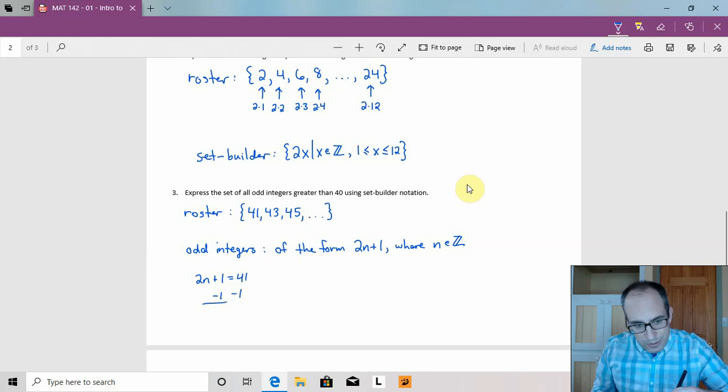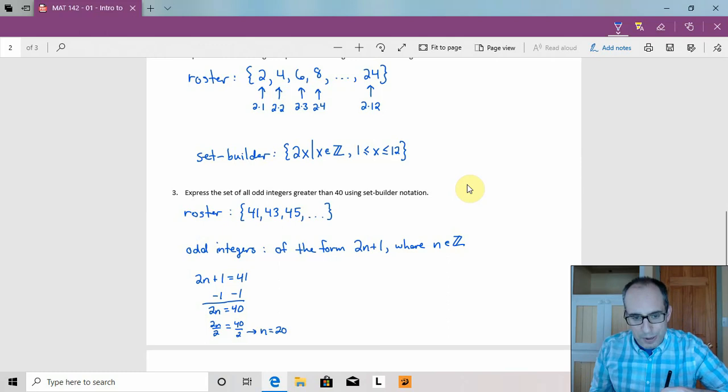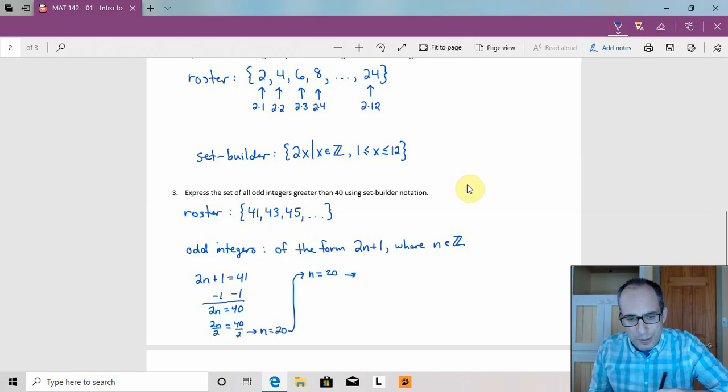So we subtract 1 from both sides, we're gonna get that 2n is 40. And then if we divide both sides by 2, we're gonna get that n equals 20. All right, so then what we know right now, and I'm kind of out of space, I should have written this up here maybe. So we know that if n is 20, then that 2n plus 1 is going to be 41.